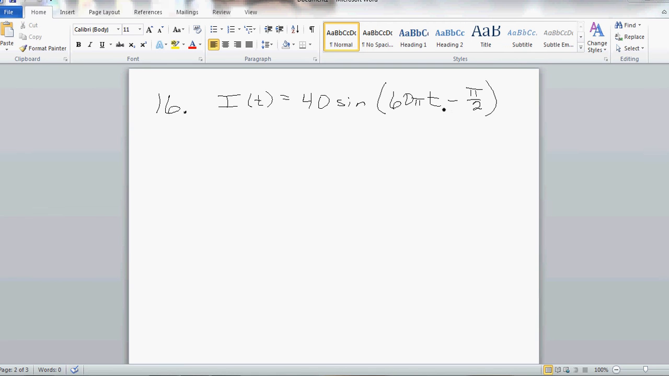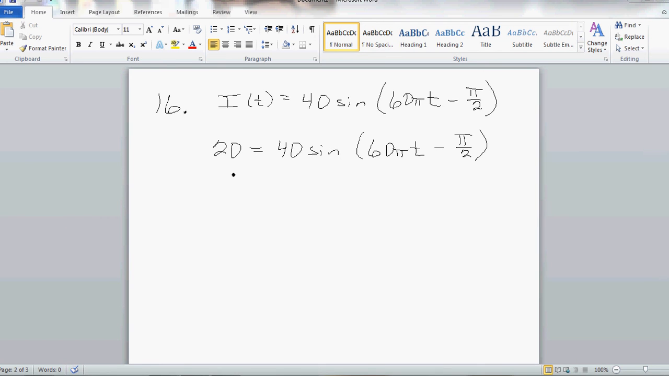And it represents the amperes. And we want to find the smallest value of t for which the current is 20 amperes. Well, reading the information, I represents the amperes. So what we need to do is say, okay, 20 equals 40 sine of (60 pi t minus pi over 2). And understand that since they said the smallest, all we have to do is find the first answer we come to, and then we're done, because that will be the smallest.